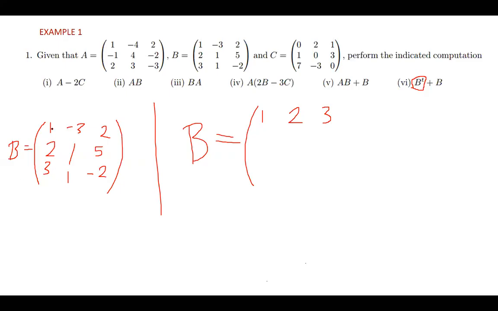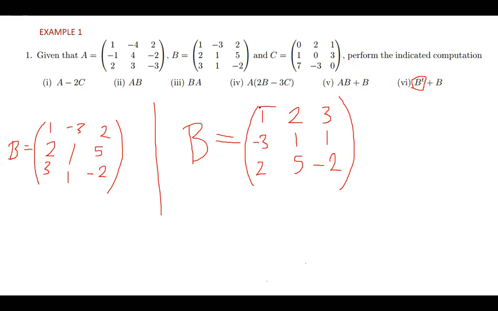So I was saying this first column here, 1, 2, 3, I've made it my first row there. 1, 2, 3. So the second column, negative 3, 1, 1, I'm putting it here, negative 3, 1, 1. Then the last column there, 2, 5, negative 2, I'm putting it as my last row there. 2, 5, negative 2.